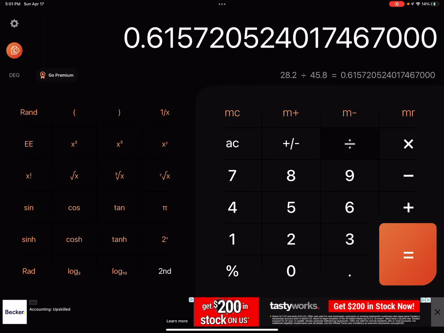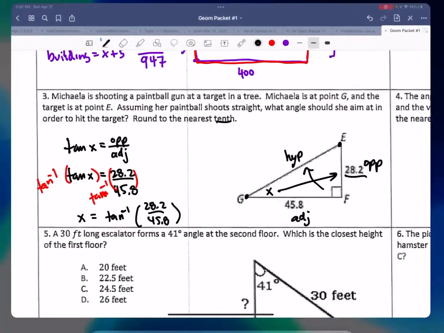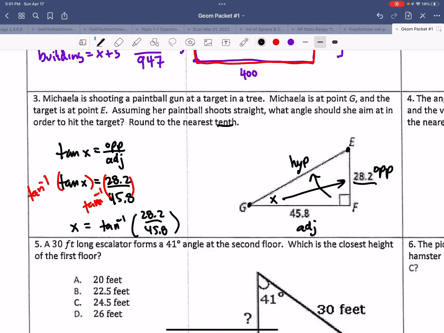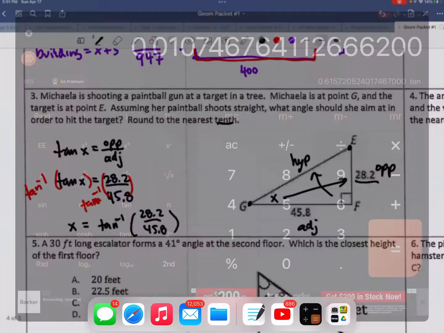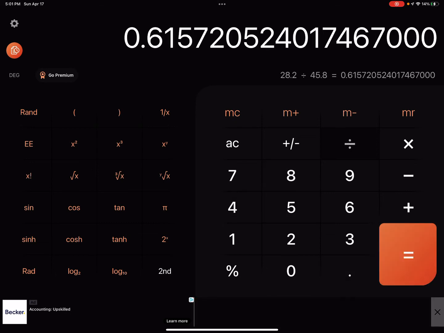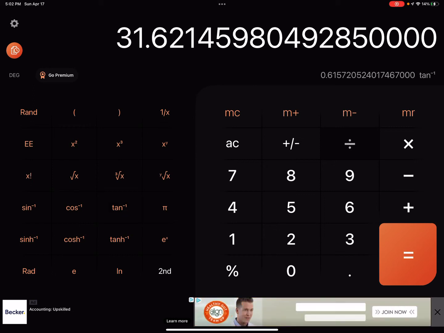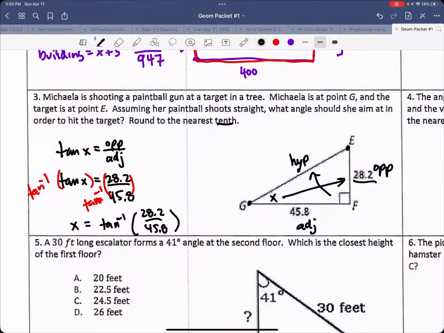All right, I'm going to hit the second tangent button, right? Second tangent. I don't think that's what I wanted. I'm going to have to try that again. All right, 28.2 over 45.8. Second tangent. All right, 31.6.